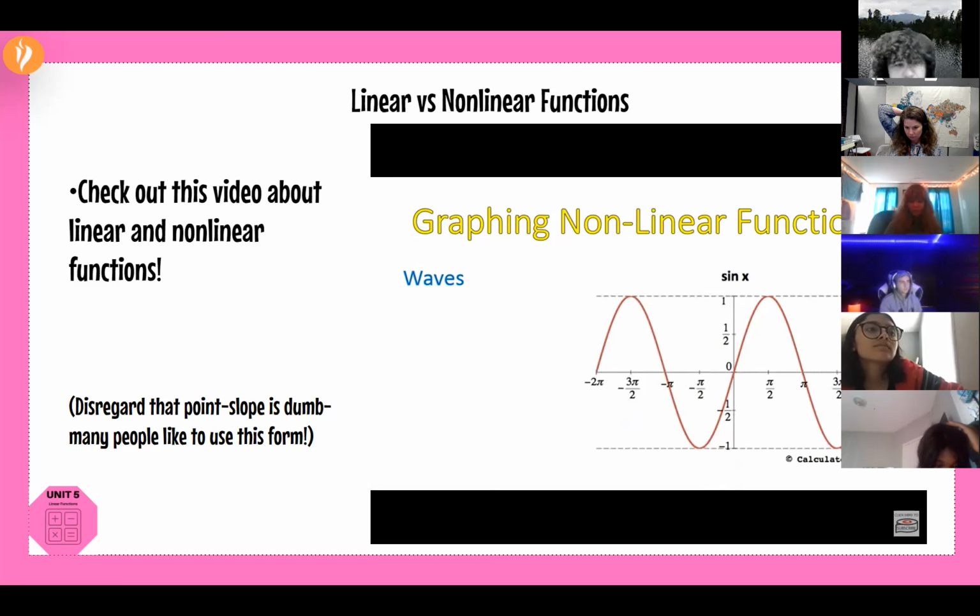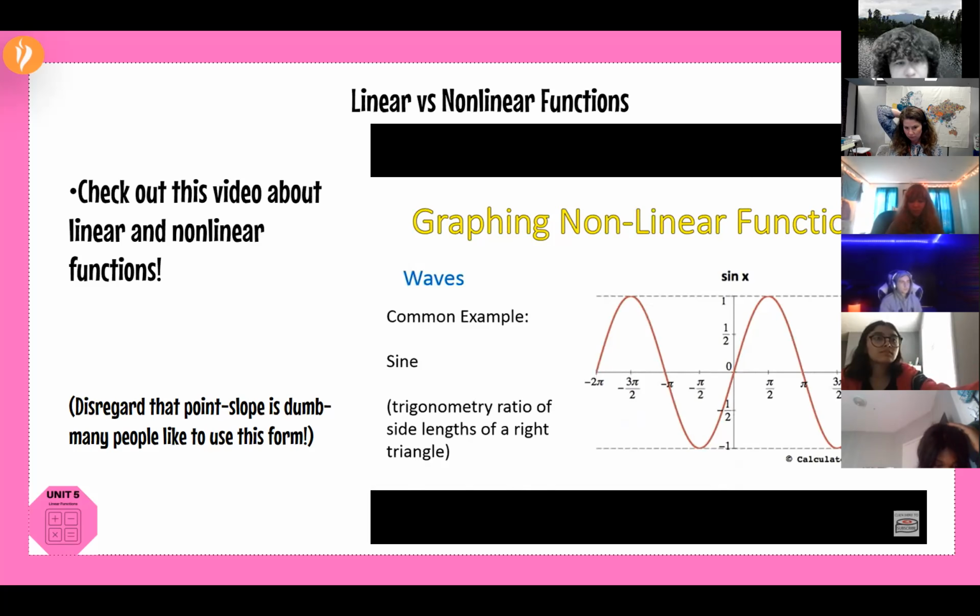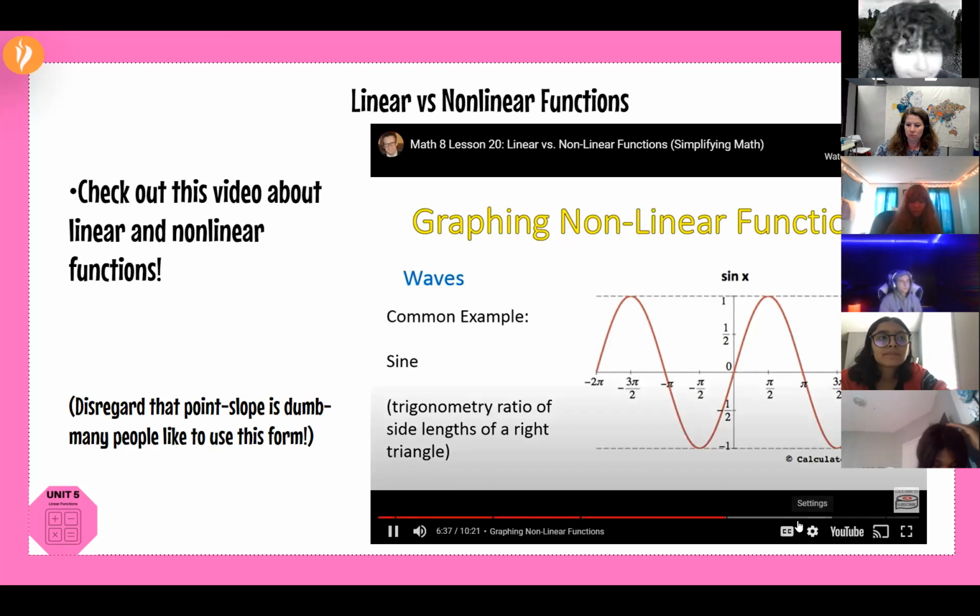And this one is sine of x. Again, it's a trigonometric ratio of the side lengths of triangles. It doesn't really matter what it is. It's a wave, and when you put the vertical line in there, you would only ever touch one part of the wave at a time. So that's just another example of a nonlinear function. I just wanted to put one up there that's a wave so that you can see what it looks like. It still is a function. It just looks kind of funky.